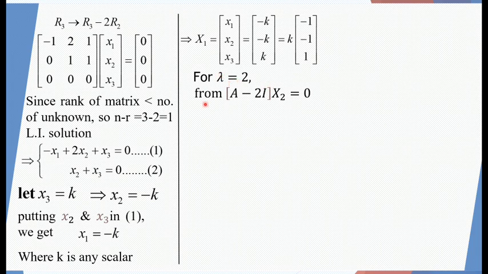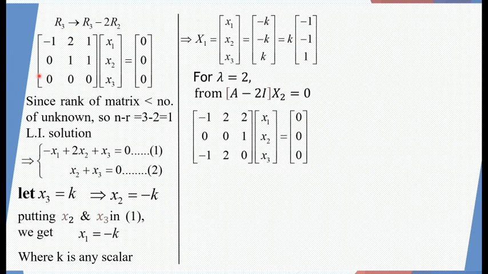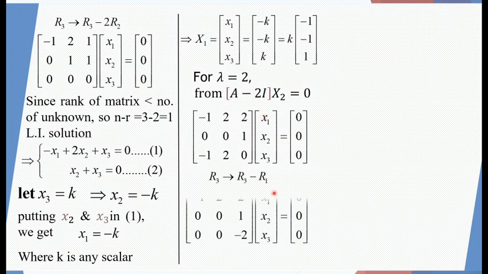So for lambda equals 2, from (A minus 2I) capital X2 is equal to 0. So putting lambda equals 2, this will be minus 1 2 2, 0 0 1, and minus 1 2 0, times x1 x2 x3 is equal to 0 0 0. We can convert this minus 1 directly to 0 with the help of R1. So applying R3 as R3 minus R1, this will be minus 1 2 2, 0 0 1, 0 0 minus 2.